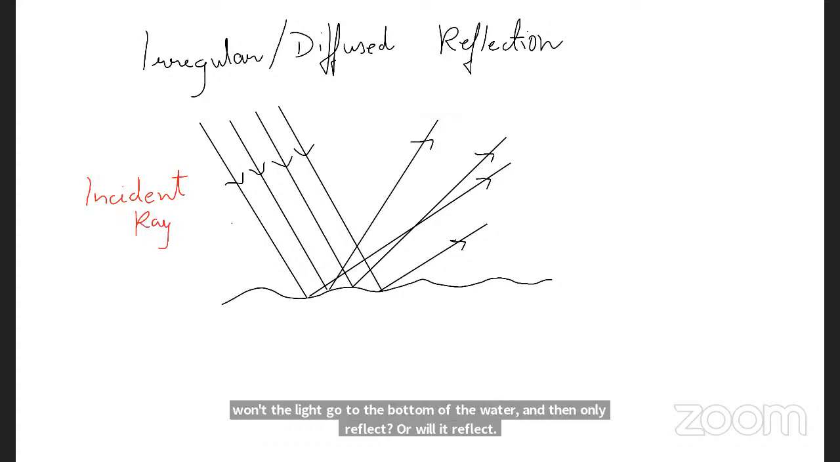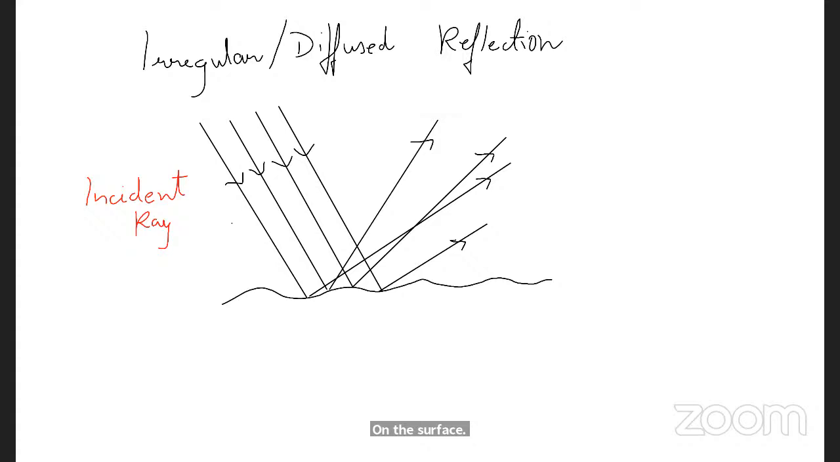Like I just explained, some of it will go to the bottom, some of it will reflect on the surface, and some of it will be absorbed too. All three things take place.